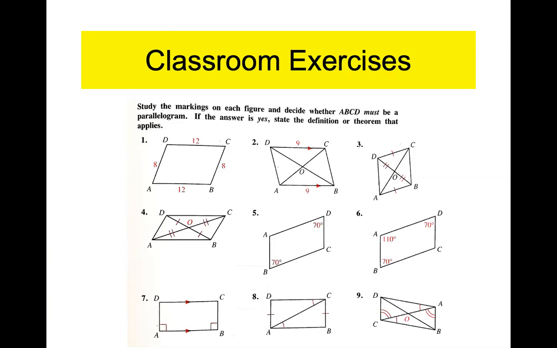How many? 4 minus 2, which is 2, times 180 is 360. So I know that all 4 of them add up to 360. I got 3 of the 4. You use some algebra to figure that out, right? And it's going to be 110, so therefore it's a yes. So be ready for that one.